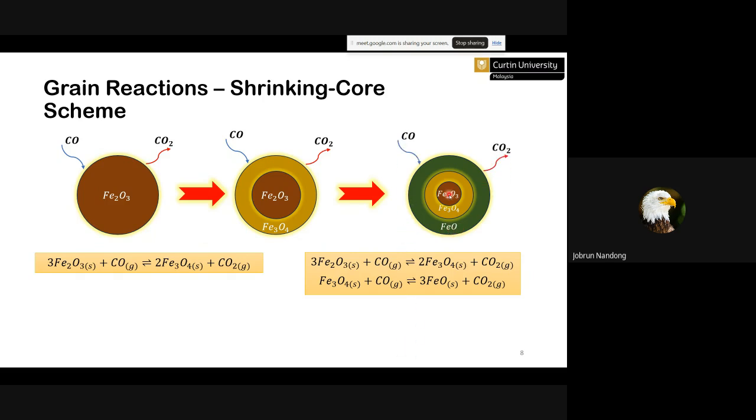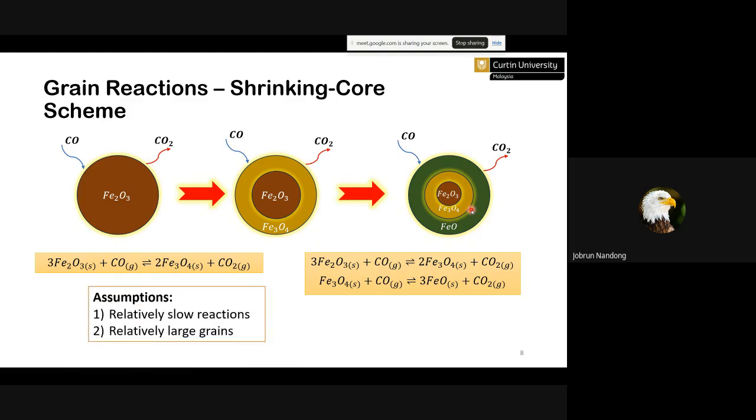Again, this one takes a longer time, and eventually all of this will be converted to one particular grain, let's say all the way to FeO. Could be a mixture of FeO and Fe3O4. So this one is the shrinking core scheme for the grain. The assumption is that the reaction is relatively slow, and of course, we are dealing with a large grain.